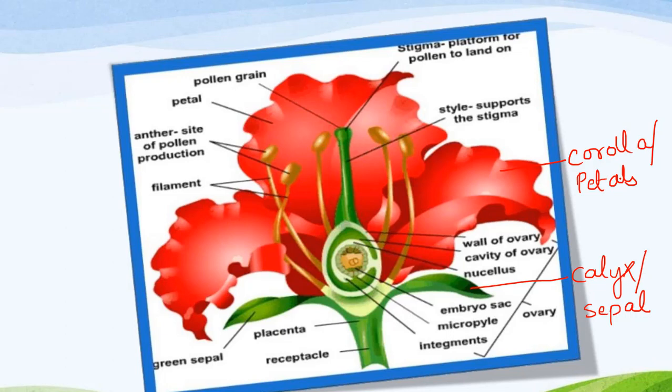For pollination. Next, we move to the third part of the flower, the thread-like structures, the yellow color structures which you see on the screen. These yellow color structures are said to be androecium. Okay, androecium. It is the male part of the flower. It is also said to be stamen. Okay, androecium, male part of the flower.